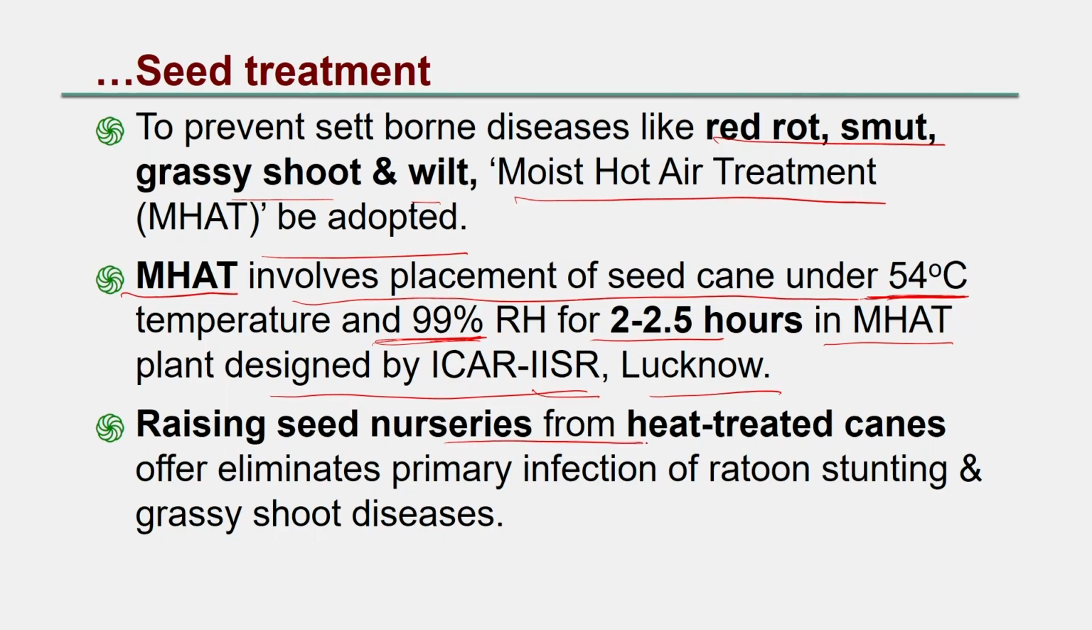Raising seed nursery from heat-treated canes often eliminates primary infection of ratoon stunting and grassy shoot diseases. So if you get frequent occurrence of viral diseases, then also this moist hot air treatment is good. So many diseases can be prevented if you go for moist hot air treatment.